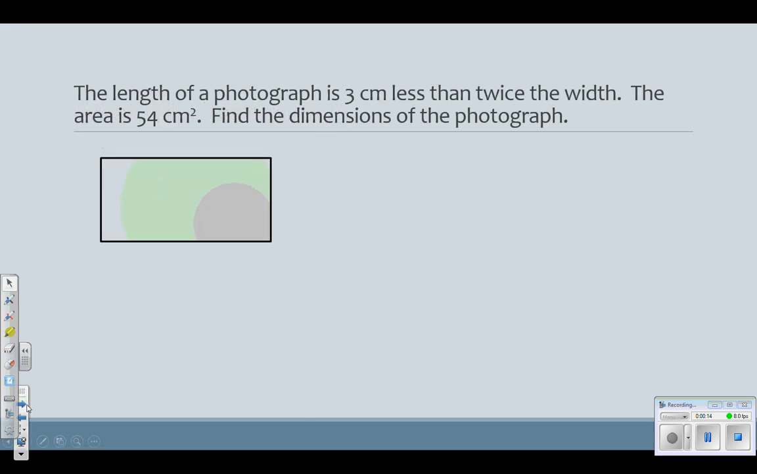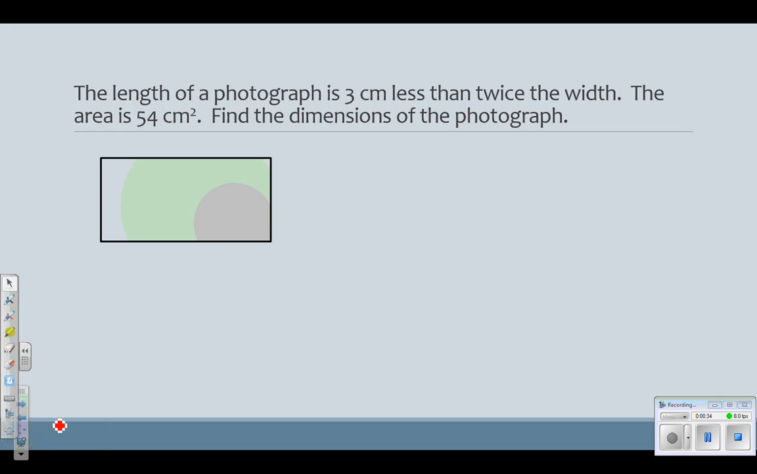Okay. So I've got a length of a photograph is 3 centimeters less than twice the width, and the area is 54 centimeters. Find the dimensions of the photograph. I am really not all that pressed about you guys knowing how to solve the quadratics. It's just going to be setting up the equations. So let's go ahead and set up this equation.